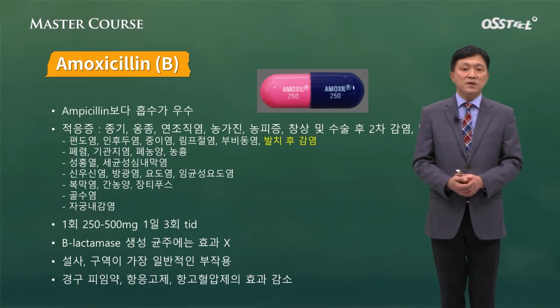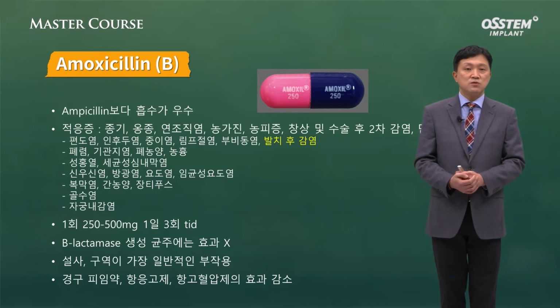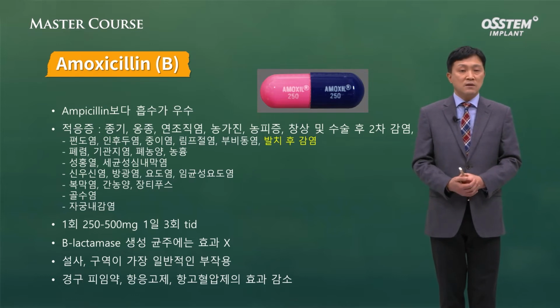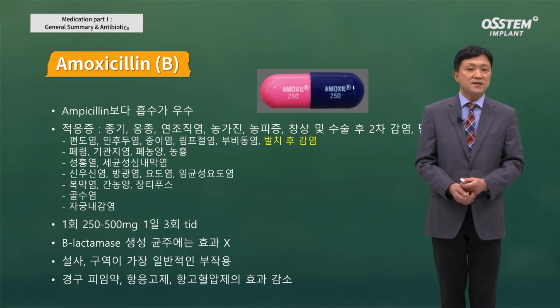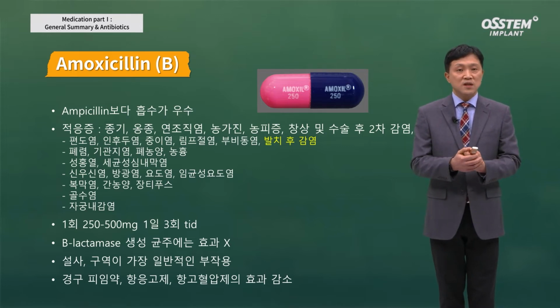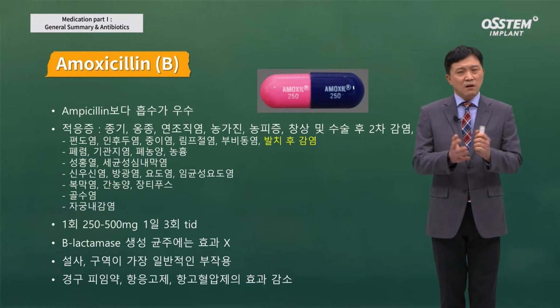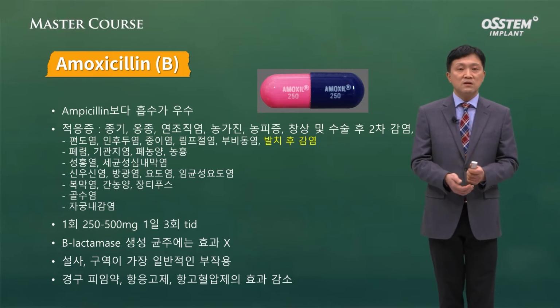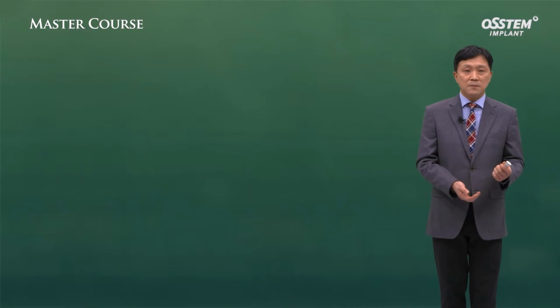The dose is 250 to 500 milligrams 3 times a day. As you know, it is not effective for beta-lactamase producing bacteria. Common side effects include diarrhea and nausea, and it reduces the effect of oral contraceptives, anticoagulants, antihypertensives. Amoxicillin is the standard antibiotics, so you need to start with it.